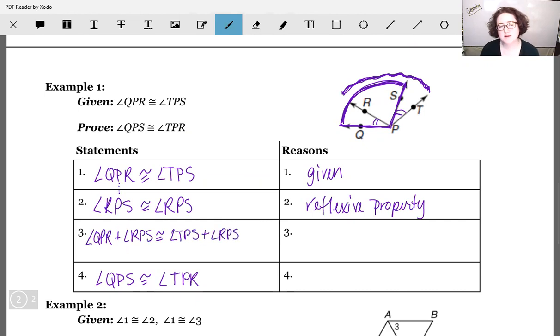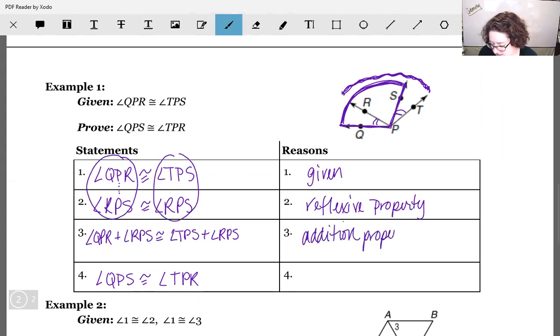So because we knew that those angles were congruent, and we ended up adding the same angle to both sides, we added up the right-hand side and we added up the left-hand side, we are really just adding the same thing to both sides. So we could say addition property because, again, all I did was add the same thing to both sides of the equation. And then, so let's compare that to what I already have filled in for step 4. That's what we're trying to prove. So if we take QPR together with RPS, does that make the angle QPS? Well, sure.